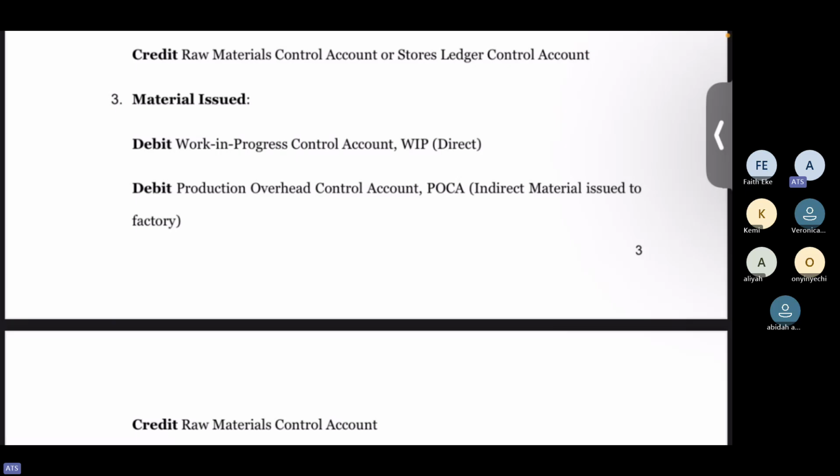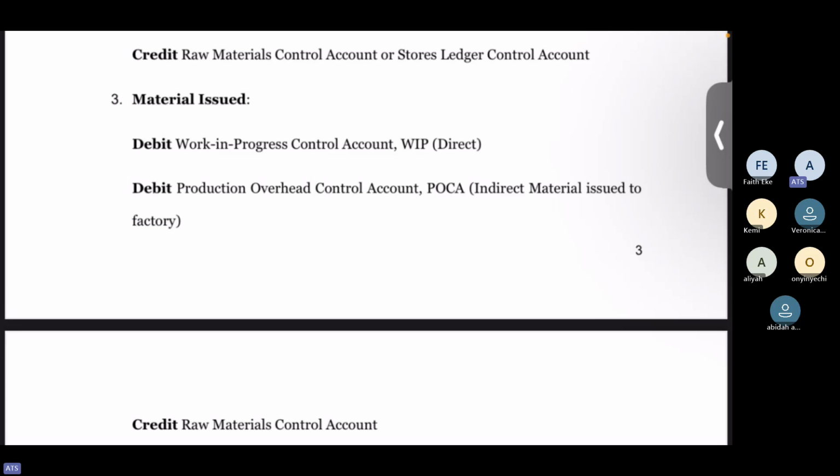So when you are issuing materials, your question will tell you what kind of materials you are issuing, right? Are you issuing direct materials? If you're issuing direct materials, you debit work in progress account straight. If you are issuing any other type of material that's supposed to be overhead, you debit production overhead control account. When we solve a question, you understand this better.